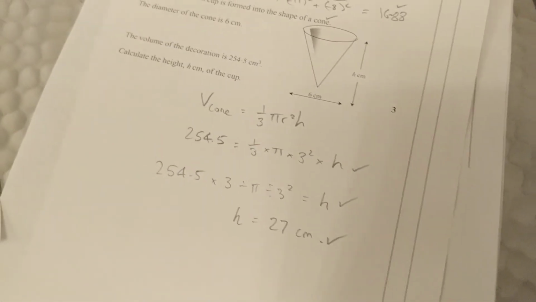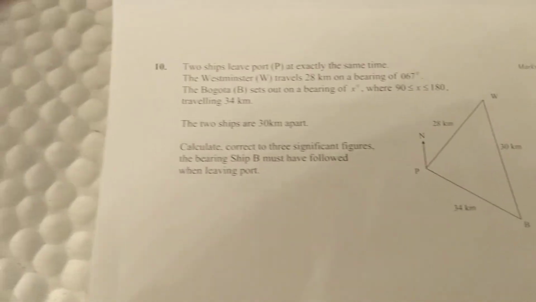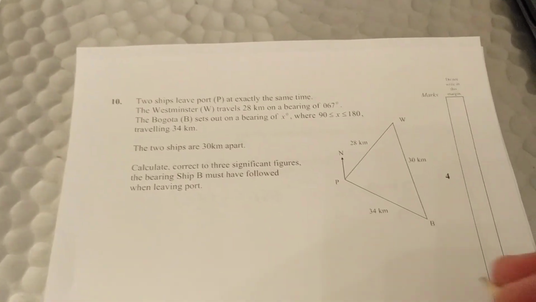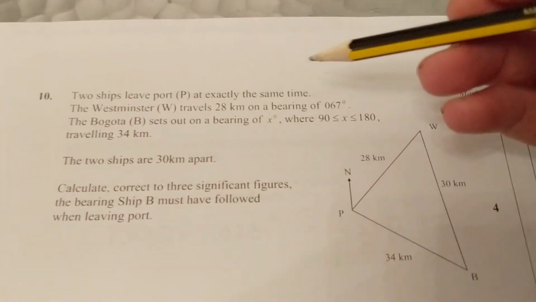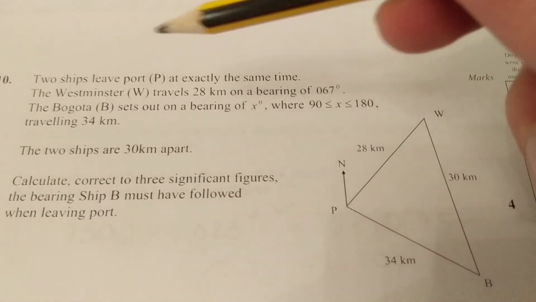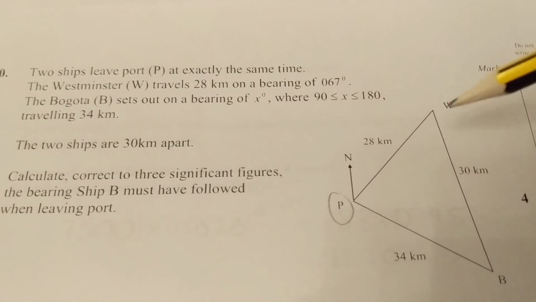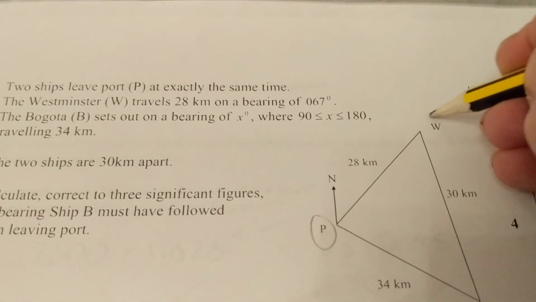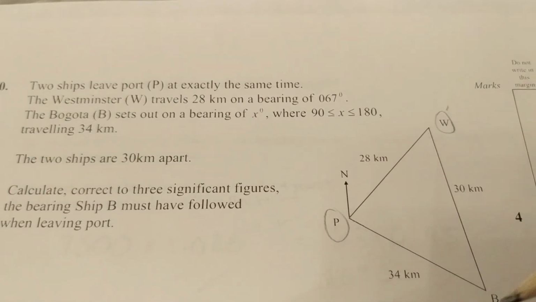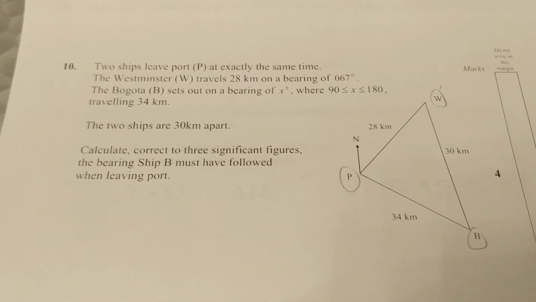And that takes us up to our last question, question 10. Okay, question 10, bearings. Bearings is something that when you were in class you were a bit worried about. Quite a lot of words in the question, so let's try and get through it. So we know the sides. 2 ships leaving a port, so there's a port P. Westminster's the W ship, there's a ship going up to W. There's a ship going to Bogota, down here, where the Bogota is the ship.